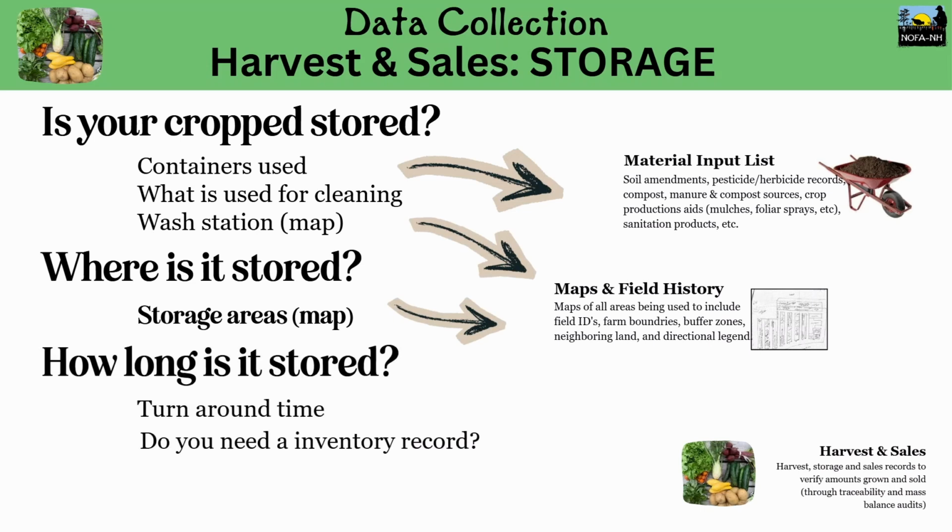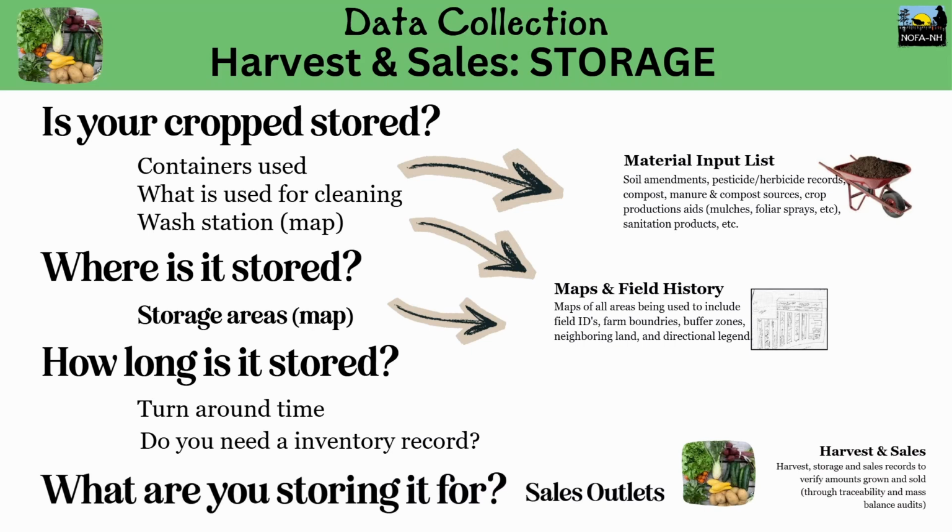Finally, think about the specifics of your storage process. What is the turnaround time for stored products? Are you harvesting for a market, or is it a long-term winter storage? For longer storage, you will need an inventory record. These elements are vital for maintaining the quality of your produce and ensuring traceability.